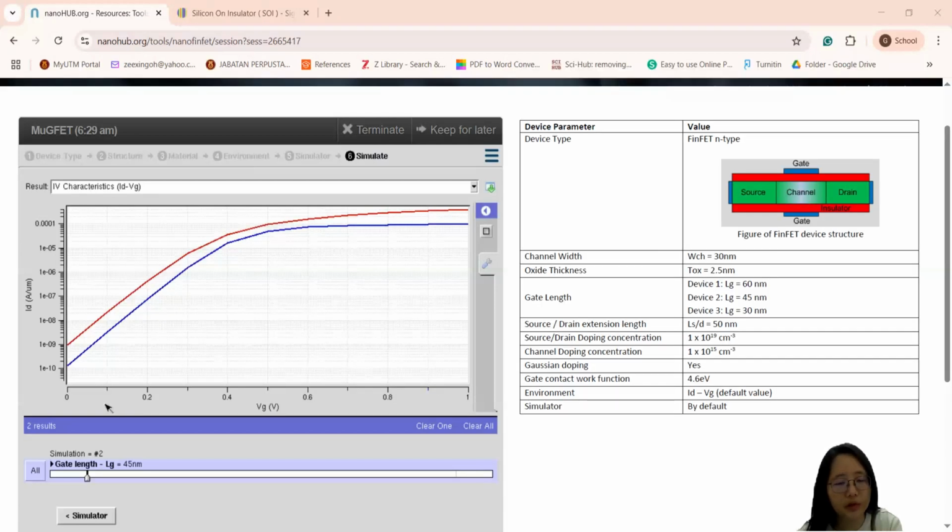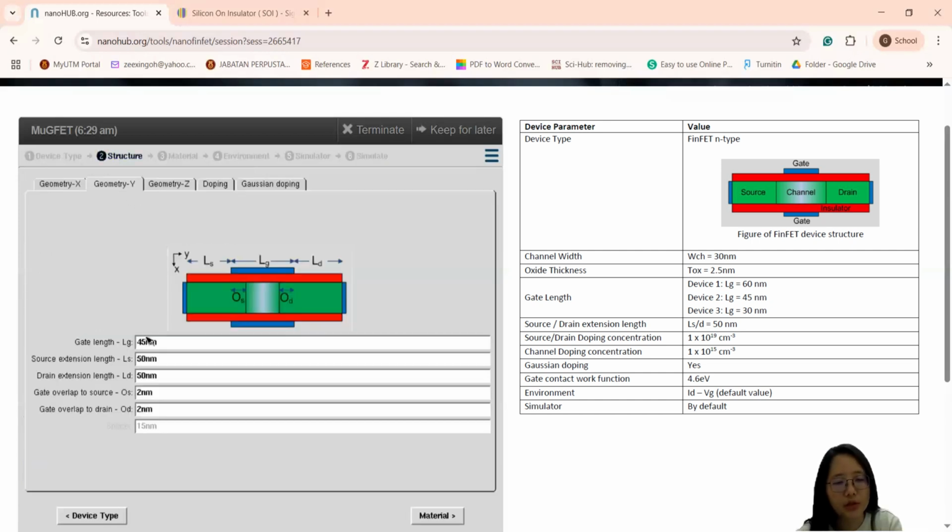And then I will simulate the gate length of 30 nanometer. Go to structure, geometry Y, and change here.